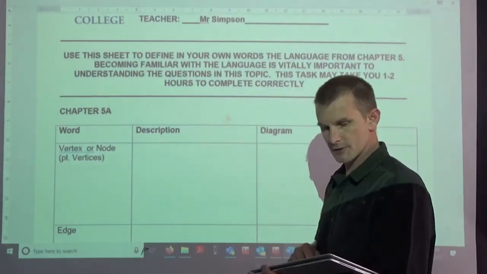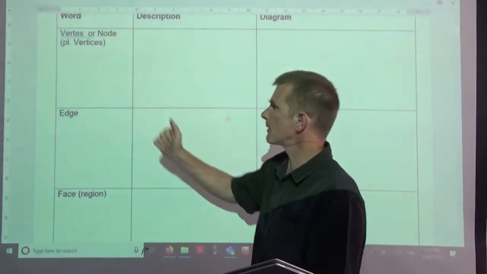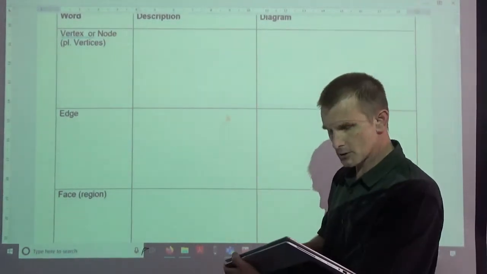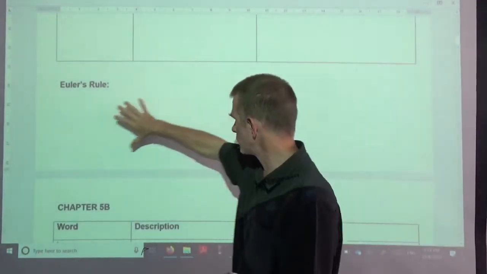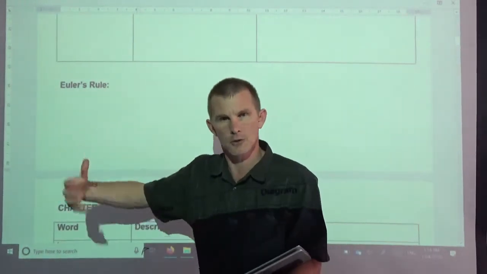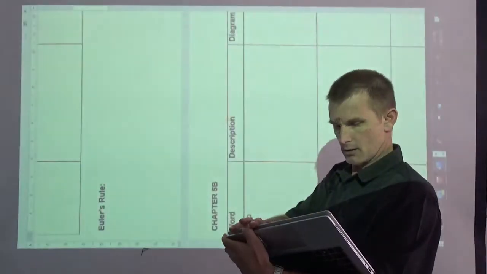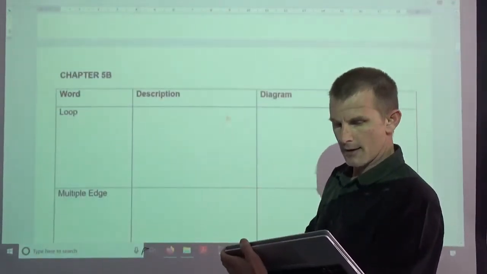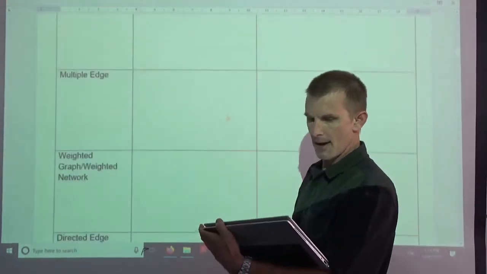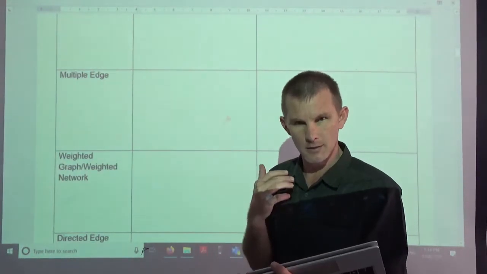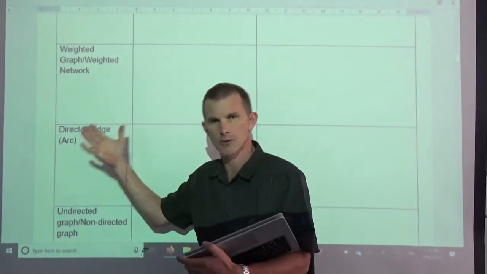Let's have a scroll through and see the key words. Vertex or node, the plural being vertices, edges, faces or regions. We've got Euler's rule. Write that down here. What does it refer to? When do you use it? Okay? Then in 5b, we've got words like loop and multiple edge and weighted graph or weighted network. We've got directed edges or directed arcs, or they can be called digraphs.